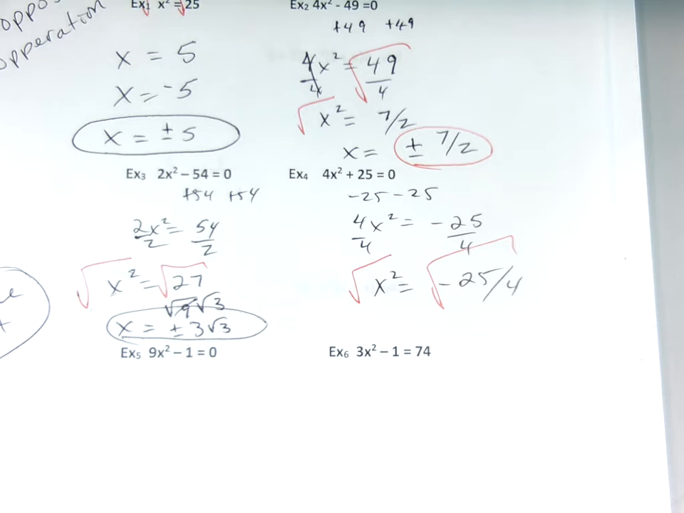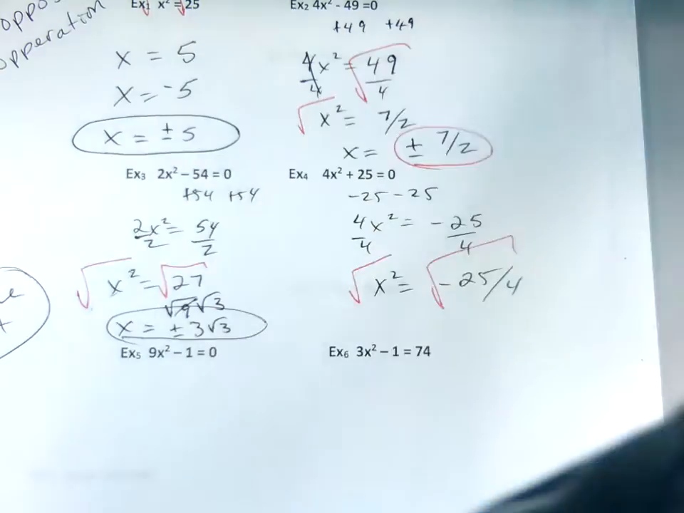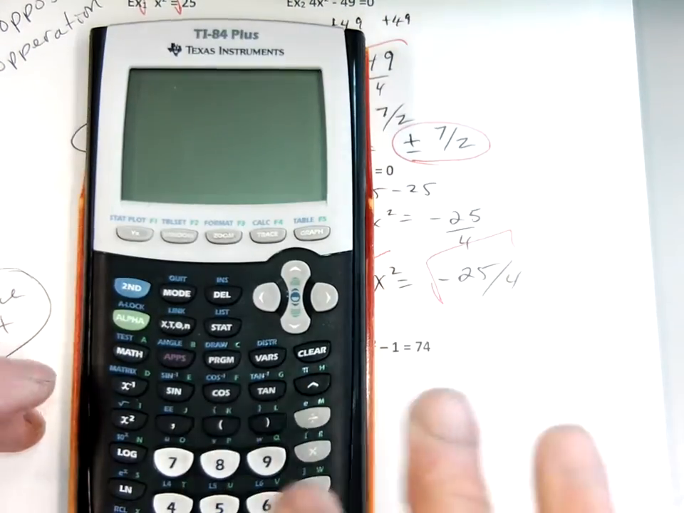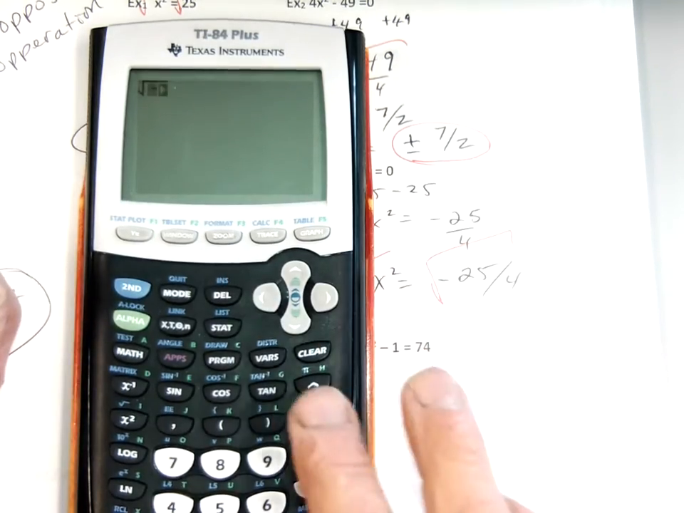You can't do that. Why can't you do that? What times what makes negative 25? Positive. That's not a square, right? Is 5 times 5 negative 25? Is negative 5 times negative 5? So wait a minute, this is weird. Let me check this out on my calculator. If I do this, square root of negative 25.